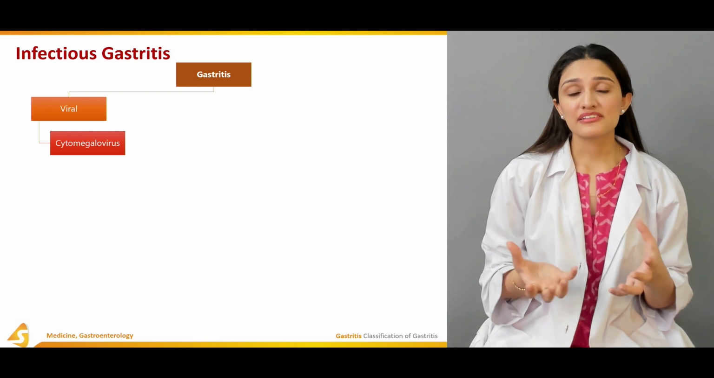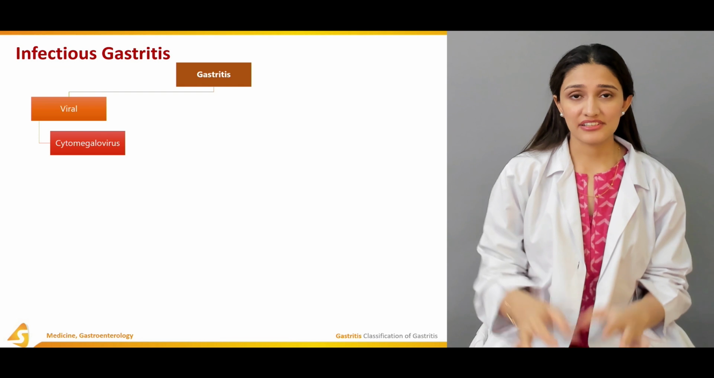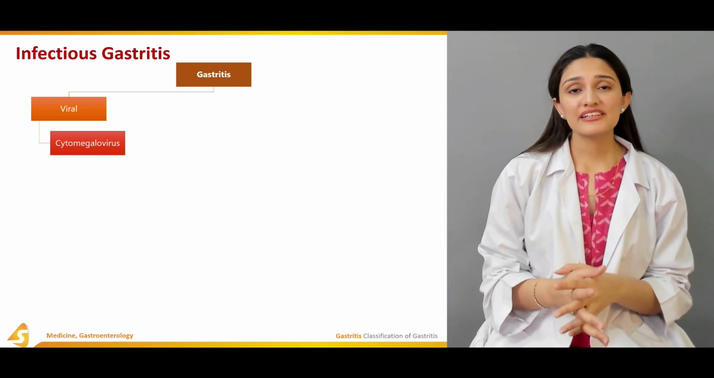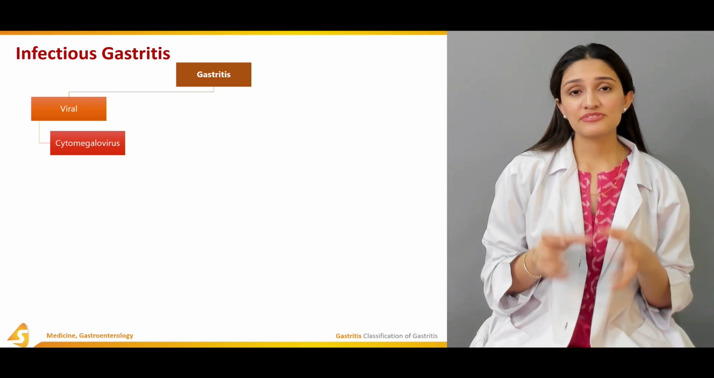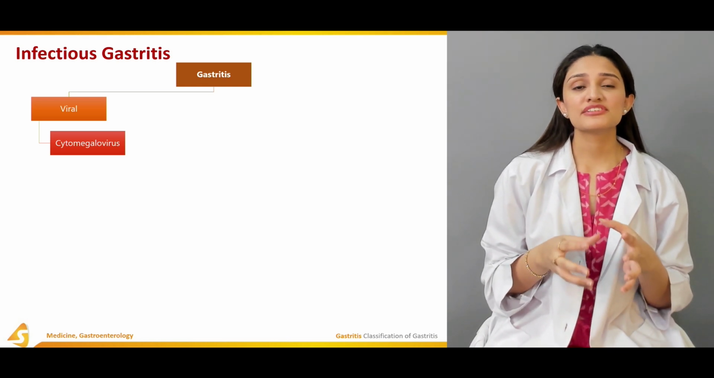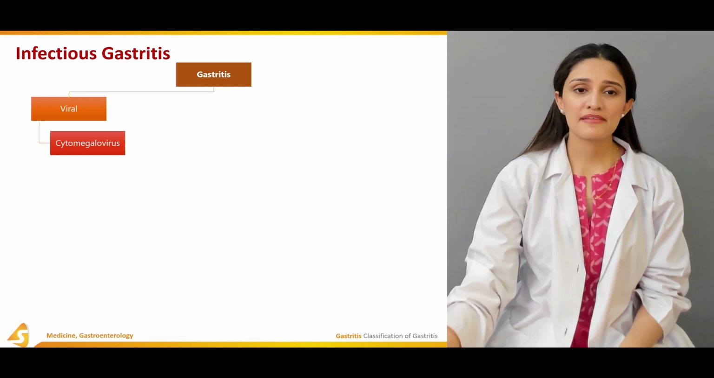And grossly, if we see this cytomegalovirus, we can see that the patient might present with edematous gastric mucosa and ulcers which are more hemorrhagic. Other than that, if you see microscopically, we can see the inclusion bodies which are more specific for cytomegalovirus, which also have an appearance of an owl's eye.